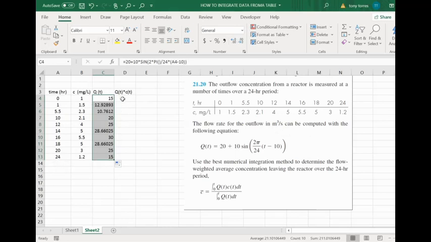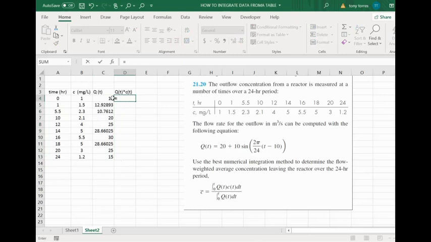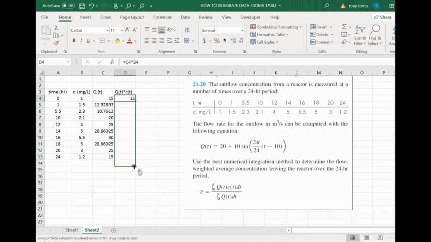Now we need to get this function equal, and this time this, and you can again drop this down. All right, so we are ready.